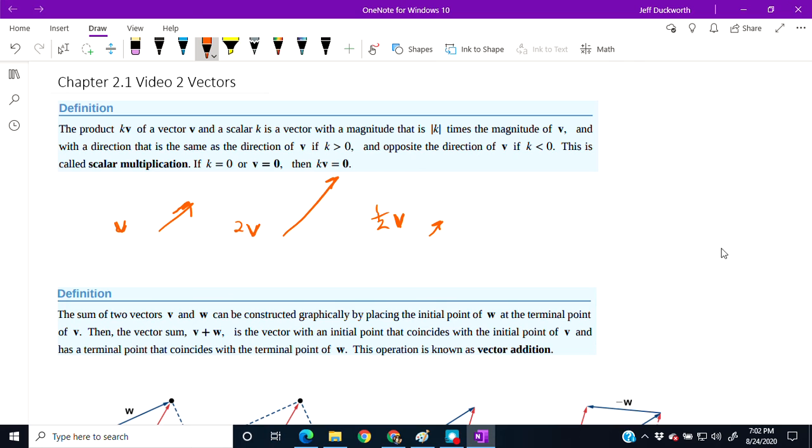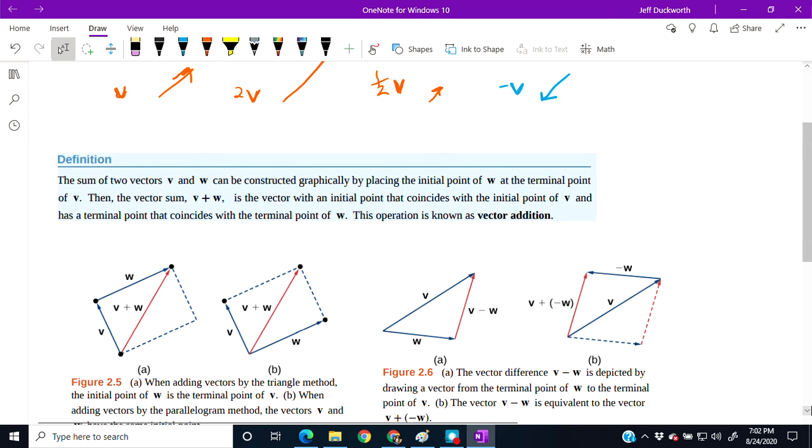Or if I took a negative v as well, so let's do that. Blue, negative v. It's going to look the same as the original v does, only it's going to be going in that direction instead. That's how the scalars work.